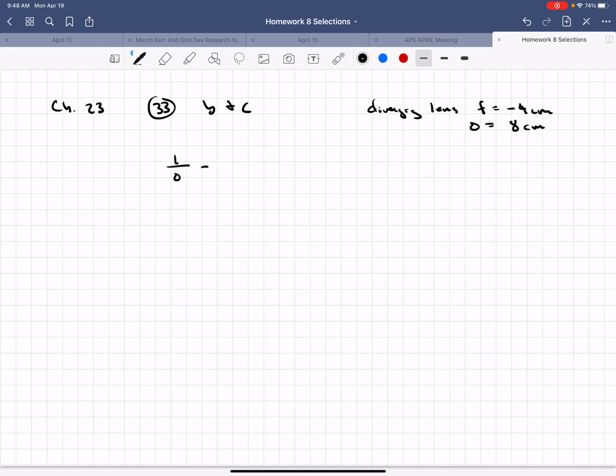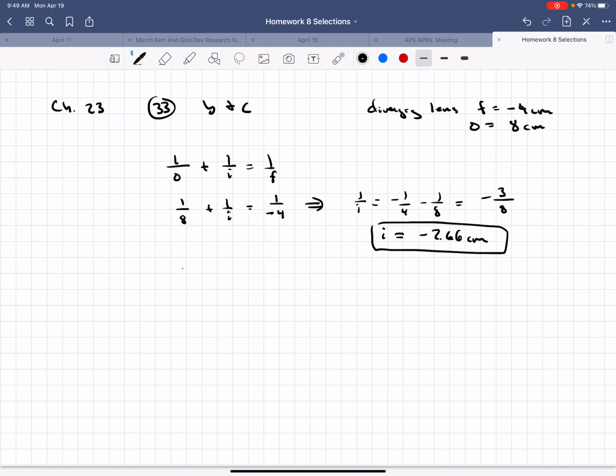So I have 1 over O plus 1 over I is 1 over F. So 1 over 8 plus 1 over I is equal to 1 over -4, because I have a diverging lens and my focal length is negative. And so 1 over I is equal to -1 over 4 minus 1 over 8, which is -3 over 8. And so if I flip it over, you got to remember to flip it over, you get I is -2.66 centimeters. And then the magnification is minus I over O.